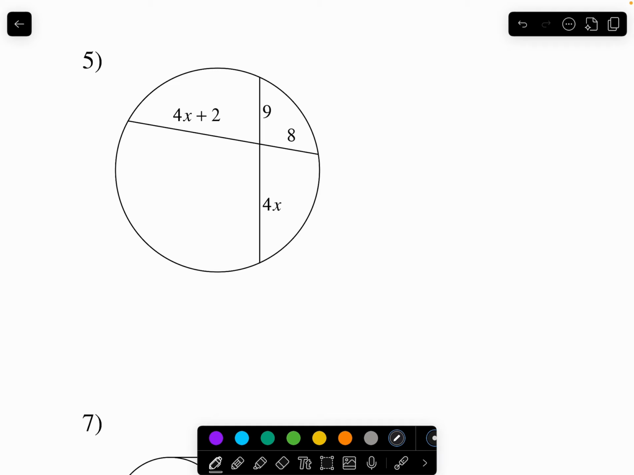For this one, we're going to use this formula. So it doesn't really matter which is which, but we have to make sure A and B are on the same line segment. And then same thing for C and D. They have to be on the same line segment.